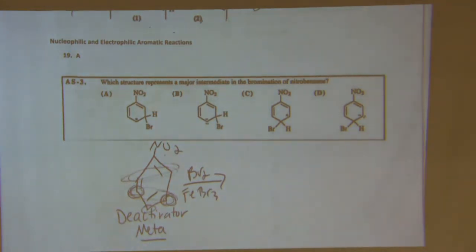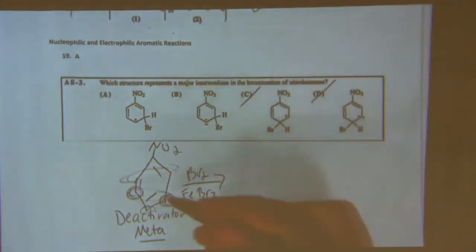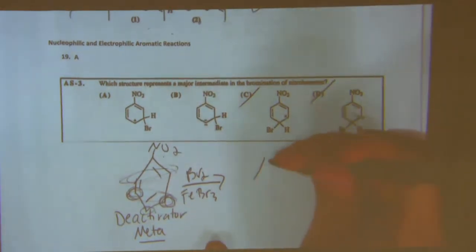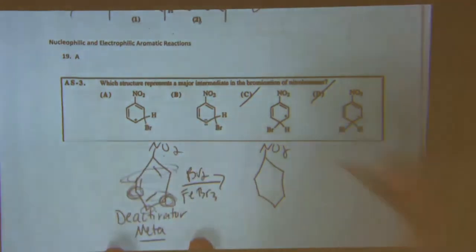So it's asking for the intermediate in this mechanism. You don't get a lot of mechanism questions because it's multiple choice, but a lot of times they'll ask you about intermediates, which sometimes make you have to prove that you understand the mechanism. So what's the first thing we can look at and cross answers off? C and D, why? Yeah, because they're para. So we know that this is going to have to add in the meta position when we do the mechanism. And then what's the other thing we can use to decipher between A and B?